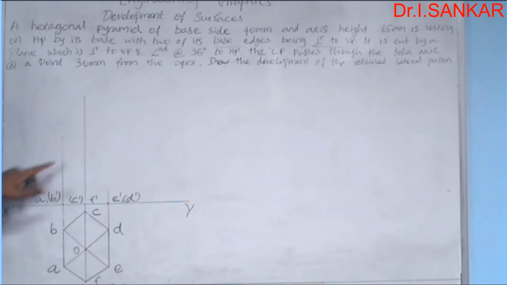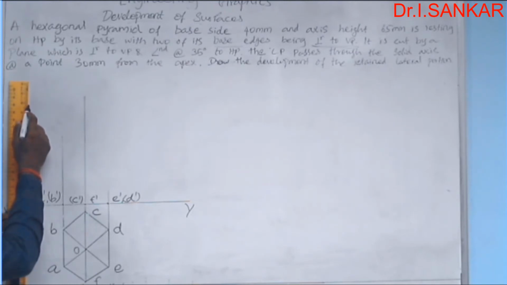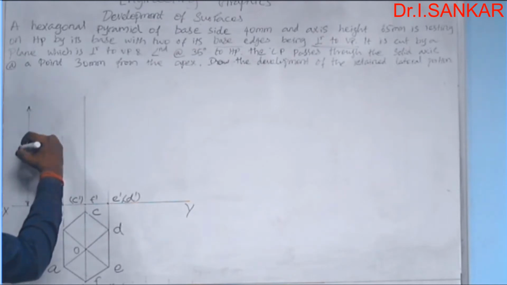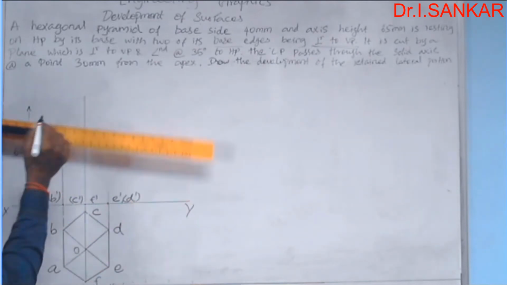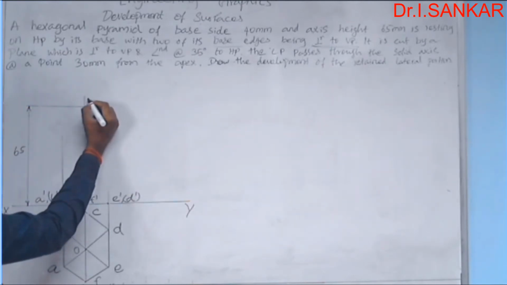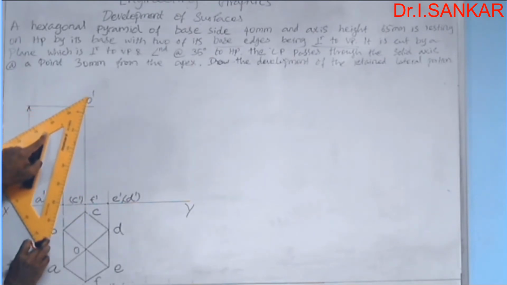And then at the height of 65 mm, that is the axis height, we need to mark the O, that is our apex point. Just measure it. At the height of 65 mm, we can mark O dash. Now after marking these, just join the slant edges in the front view.